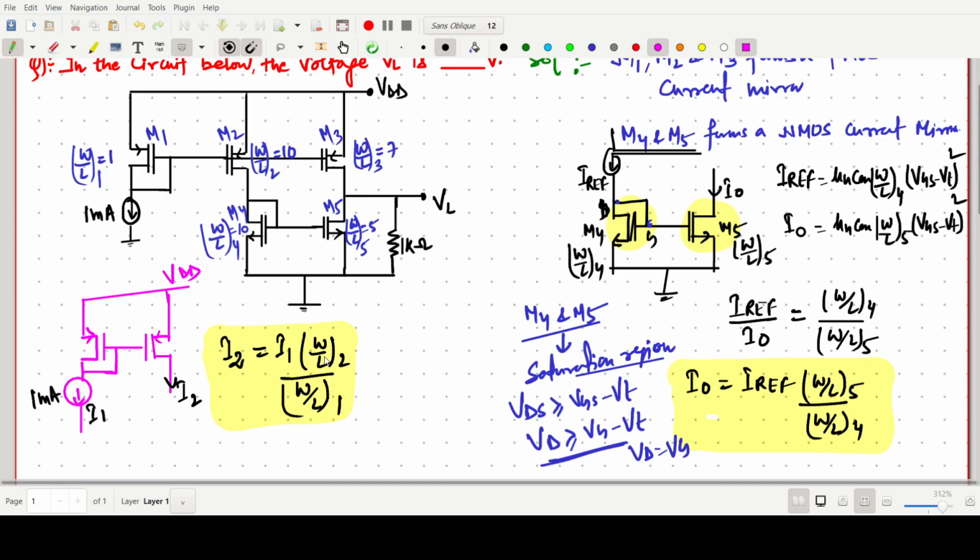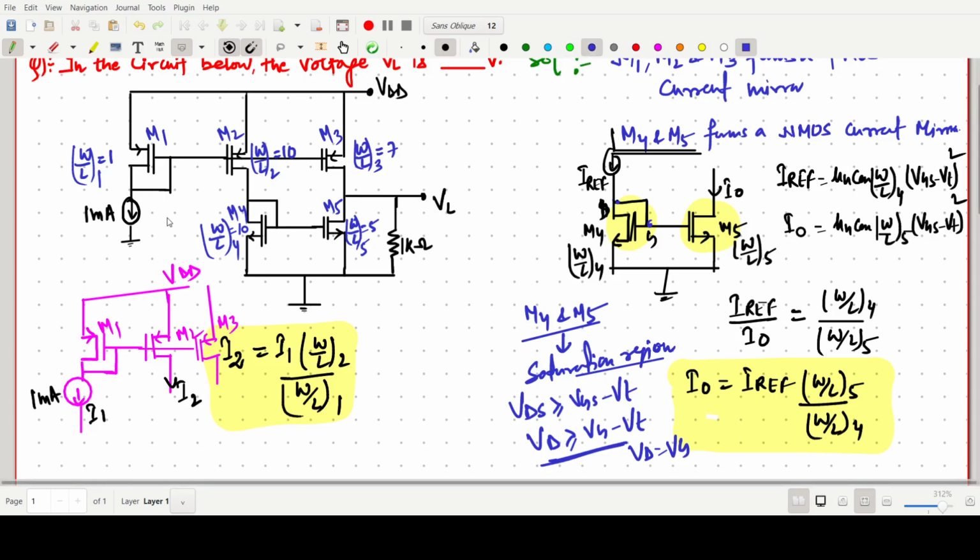I2 equals W by L of 2 by W by L of 1, times I1. So if we divide, it will be very similar to this one. If we know this concept, even if we add one more transistor, we can also find the value of this current, just by using the aspect ratio. Say this one is our M2, M1, and say M3.